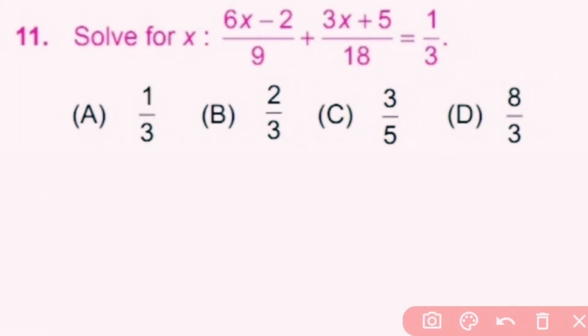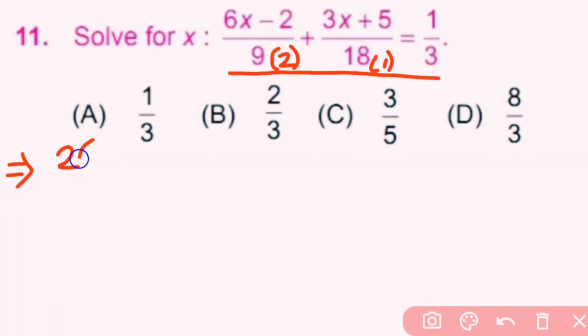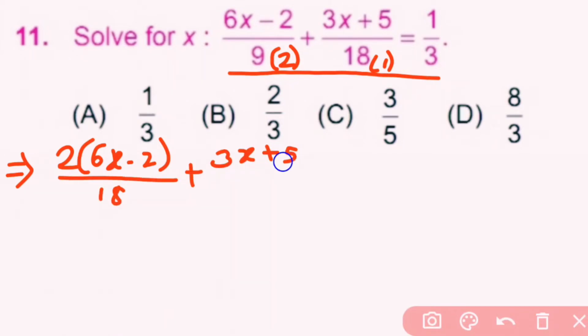Question number 11, solve for x. Now here we have to find out the value of x. But here we cannot directly add because their denominators are different. To make the denominator the same, we multiply by 2 here and by 1 here. So 2 into (6x minus 2) by 18 plus (3x plus 5) by 18 is equal to 1 by 3.